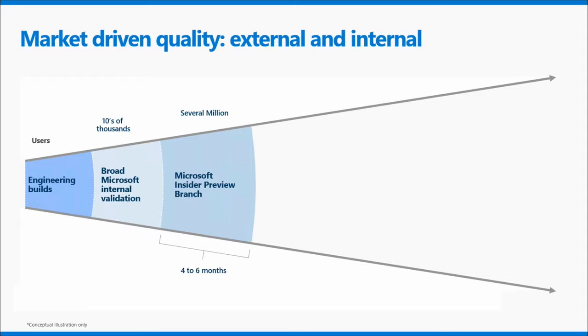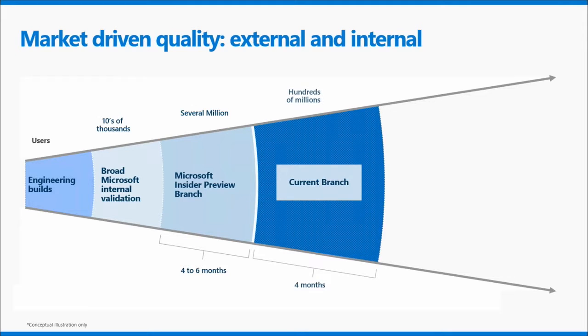That process, the actual development time varies, but it could be 4 to 6 months spent on a new upgrade, working on new capabilities that will then be released to the current branch. So current branch is a much broader population of hundreds of millions of machines, both consumer machines and potentially some organization machines as well, where they get to use the new capabilities.